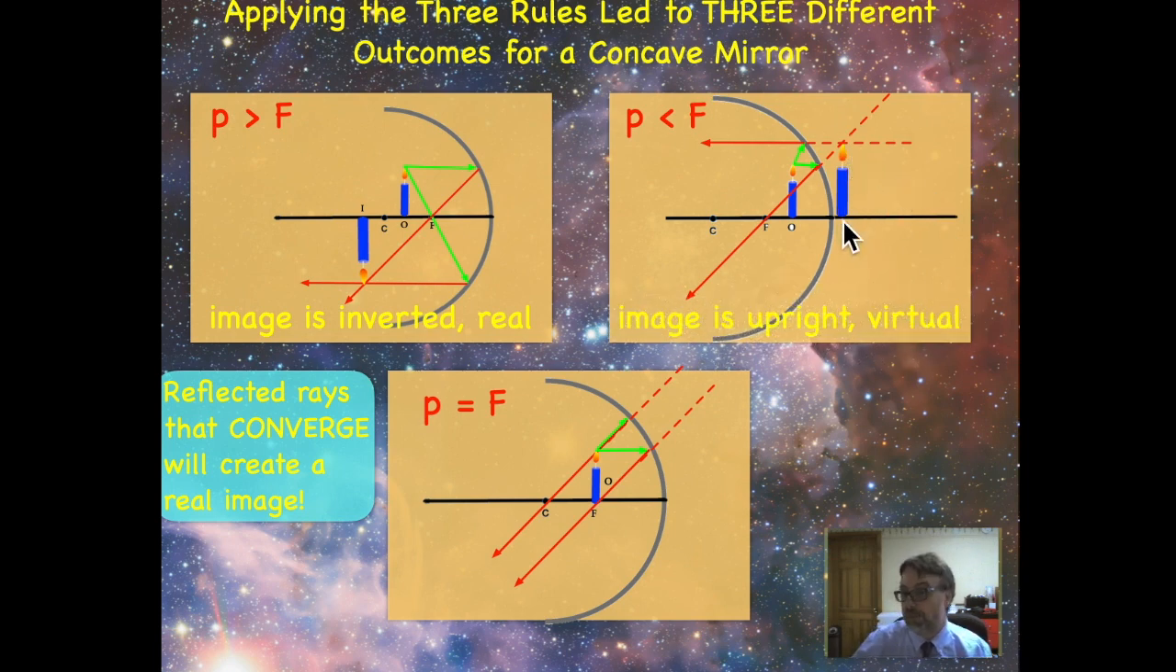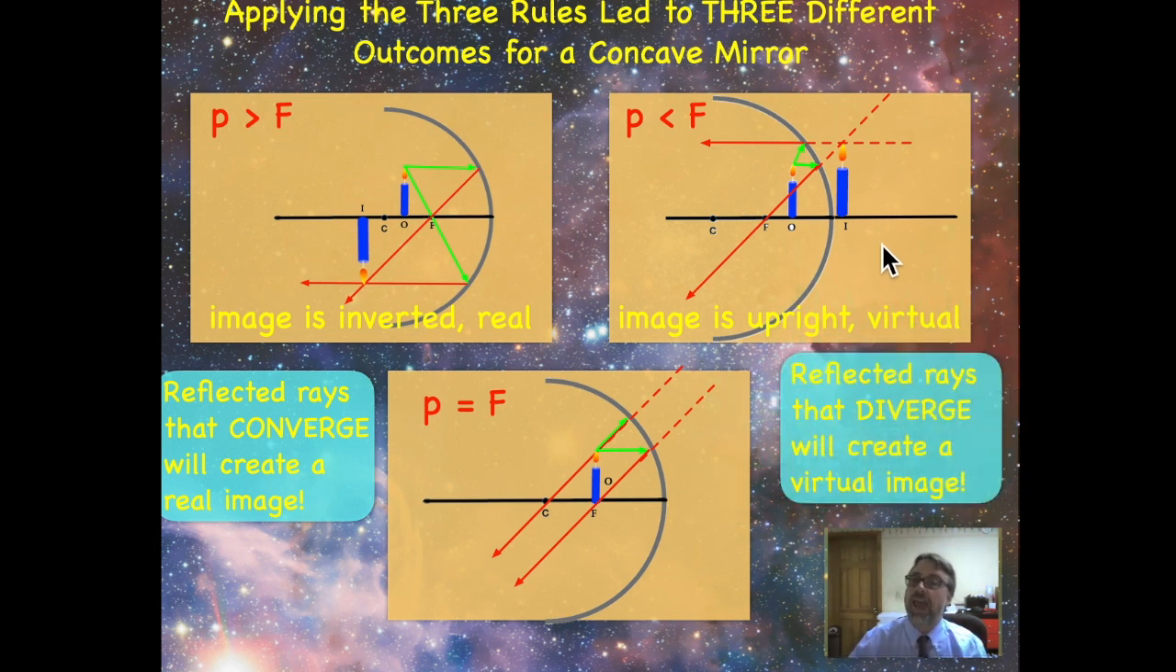This image is upright, it's virtual, and it's virtual because there's no way for me to put a piece of paper behind the mirror and shine that image onto it. I can see the image with my eyes because it seems like the light is coming from that point, but I can't stick up any sort of projection screen behind the mirror and see this image.